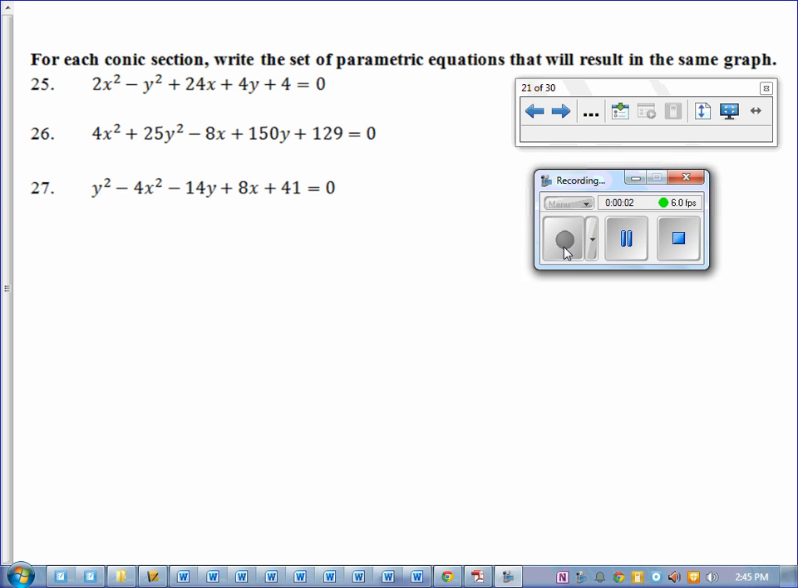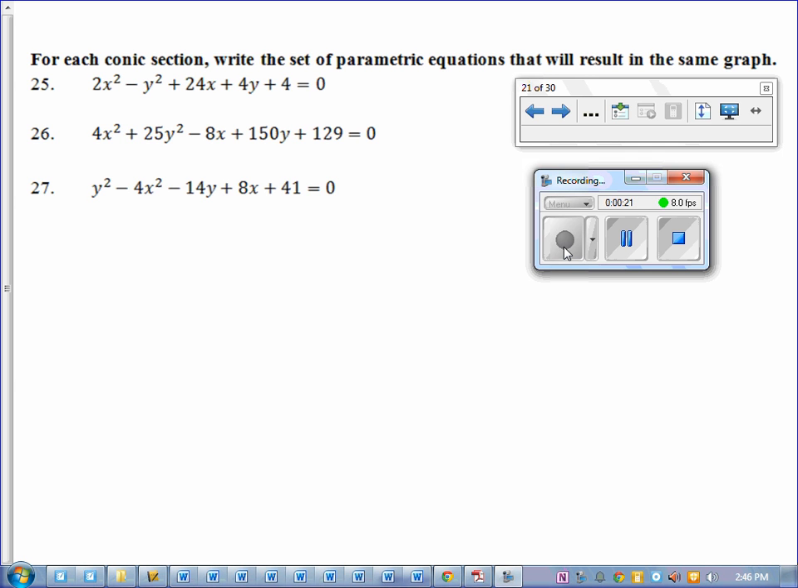In this problem, we're going to write the parametric equations that give the same graph. So this equation right now is in rectangular form with just x and y, and it's in general form where there are no denominators and it equals 0.